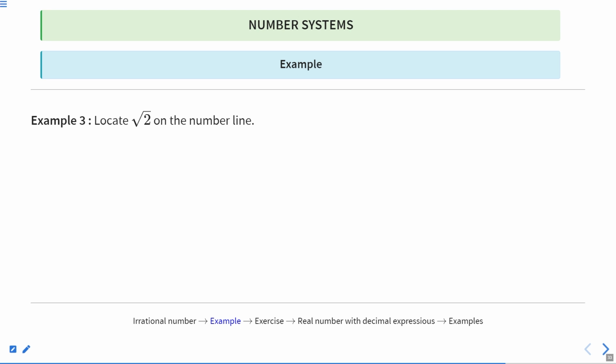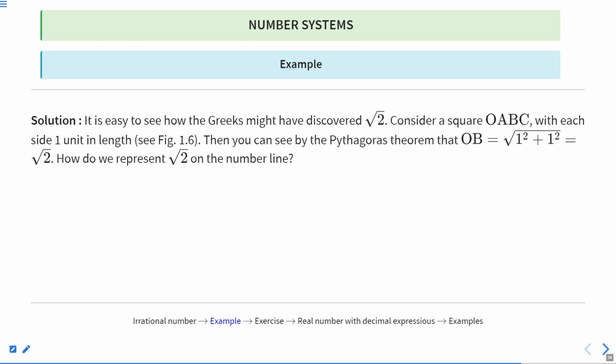For clearing our concept, first of all we will discuss an example. In this example we have to locate root 2 on the number line. So how can we locate root 2 on the number line? Let us see. It is easy to see how the Greeks might have discovered root 2. Consider a square OABC with each side 1 unit in length, as shown in figure 1.6.